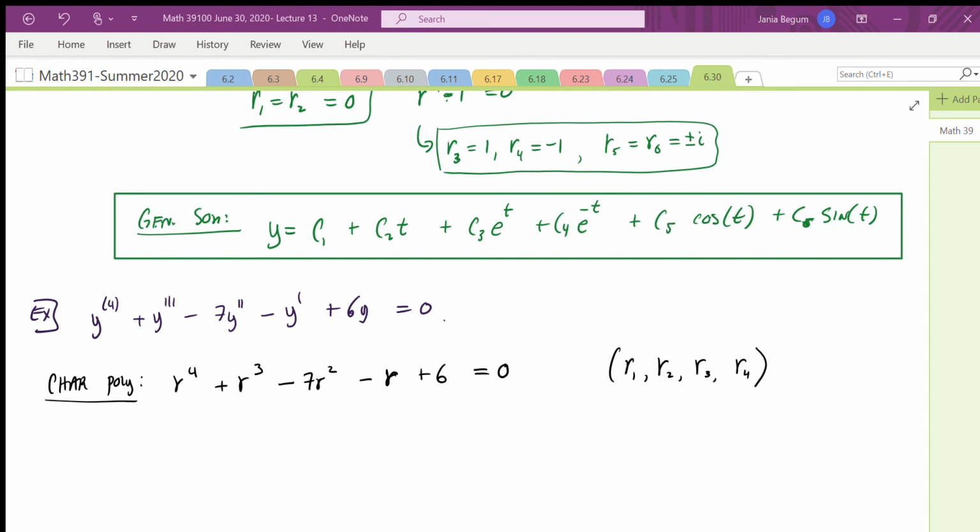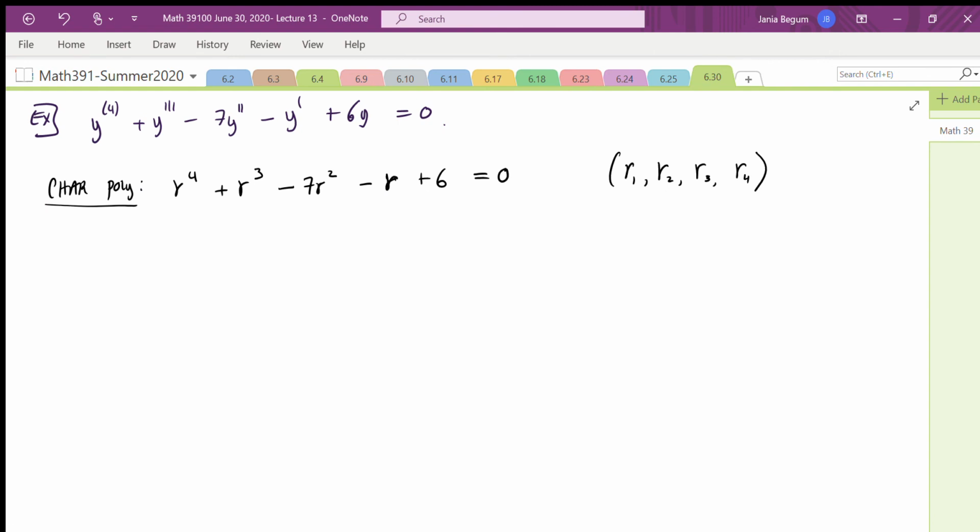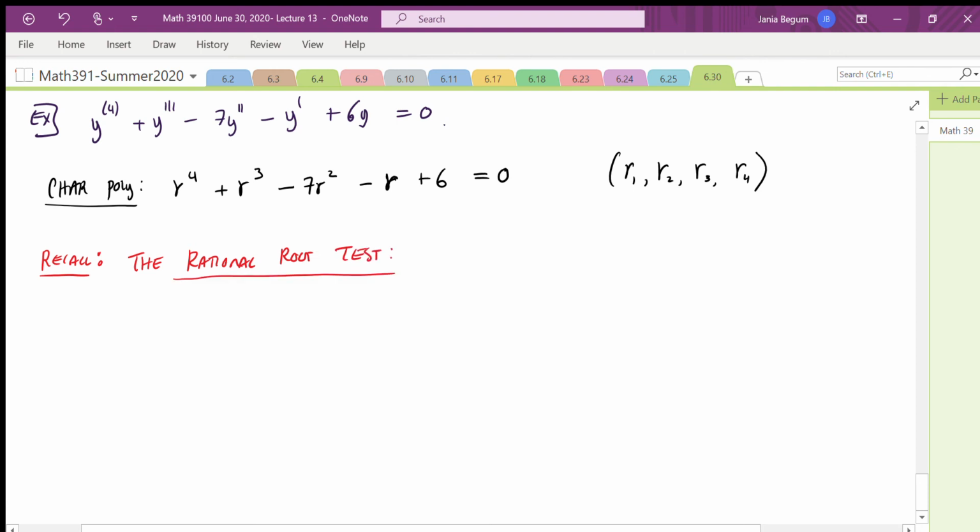Okay, so to show you how the rational root test works, we're going to assume the roots are rational, not complex. If it's complex, then we have to do it differently. So suppose there are rational roots. This is a recall. The rational root test. We use the rational root test to find possible roots of a polynomial.